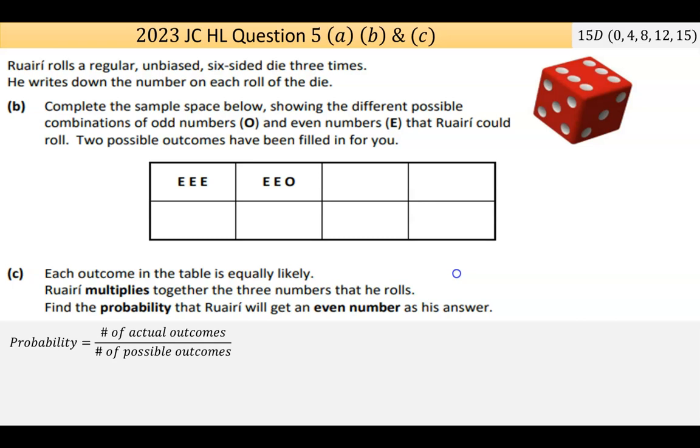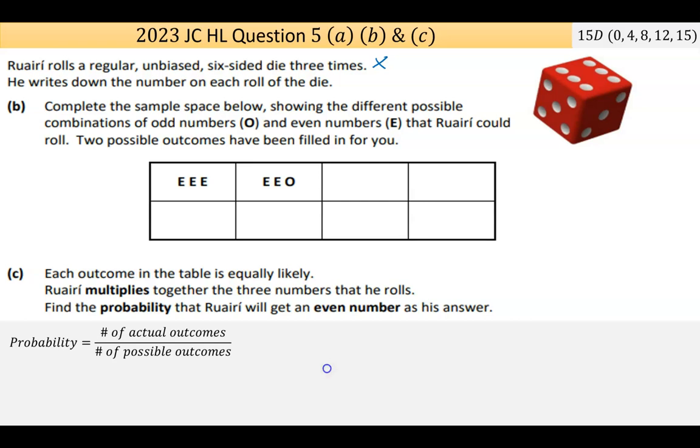This is where having another read of the question helps. I often find the times that I make mistakes, which are numerous, are because I just read the question too fast and didn't spend time focused on it. So the first sentence up here is kind of irrelevant, just stating the premise. Then, he writes down the number on each roll of the die.